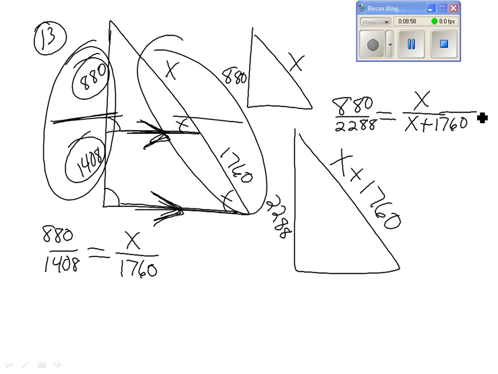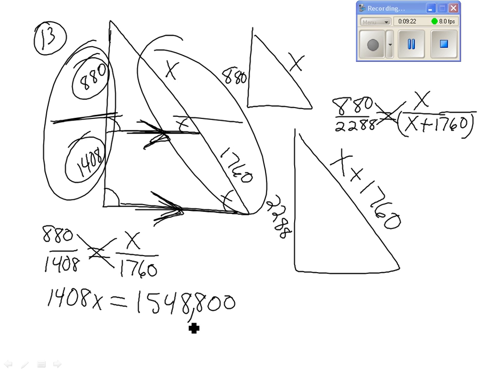Because then we'd have had to put parentheses around this and cross multiply, and we'd have X's on both sides, and it makes it a little tougher. So here all we've got to do is cross multiply. We get 1408 X equals 1,548,800. Divide both sides by 1408. You end up with X equals 1,100 yards.